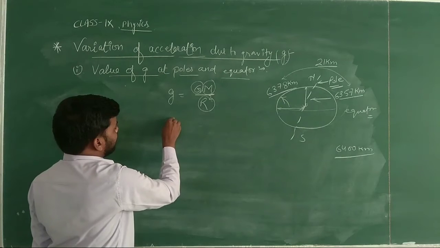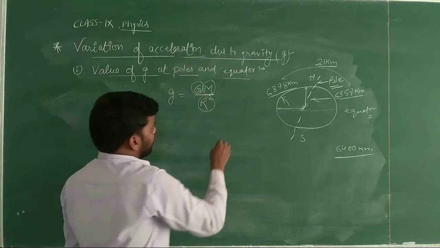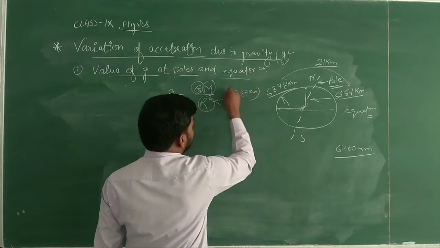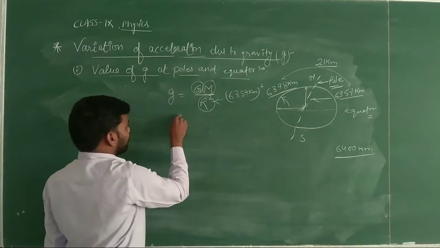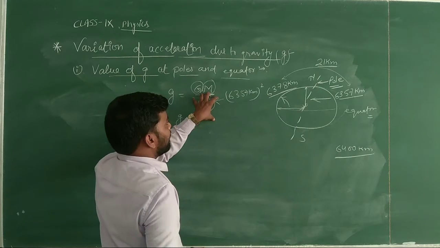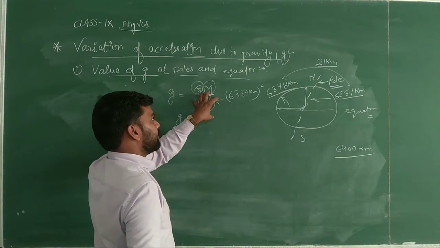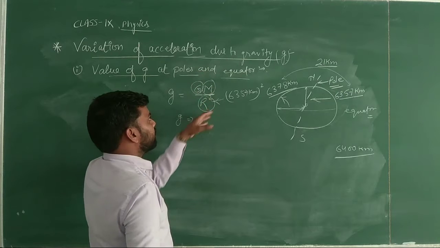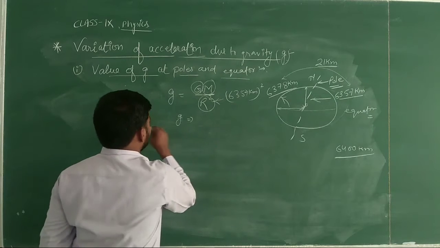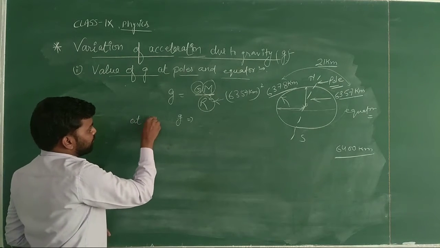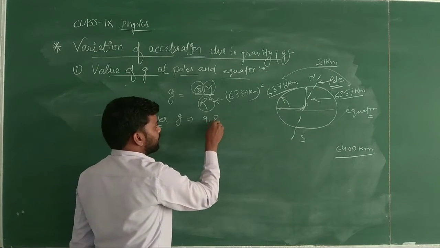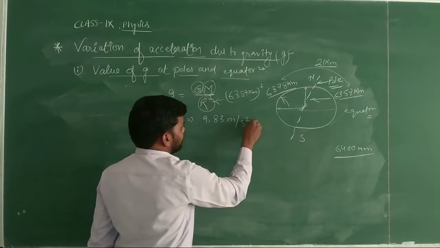Now if we see the value of g in this case, if we put in the value of 6357 kilometers and square it, the value of g will definitely be higher because the radius is in the denominator, and if we put a lesser number in the denominator, the resultant value of the whole quantity will increase. So at the poles, the value of g will be different. It is about 9.83 meters per second squared.